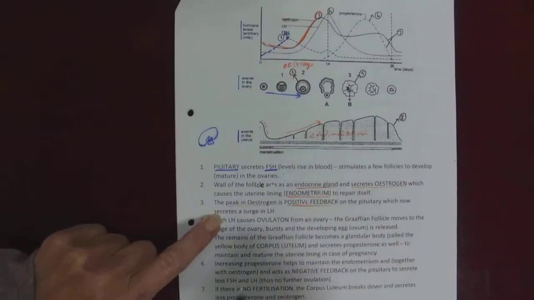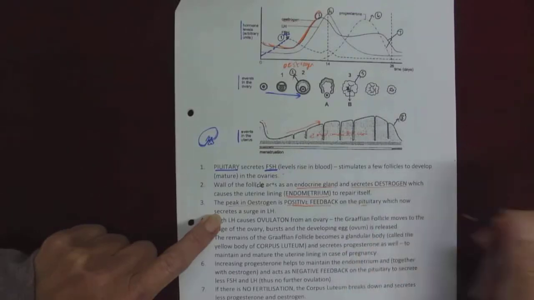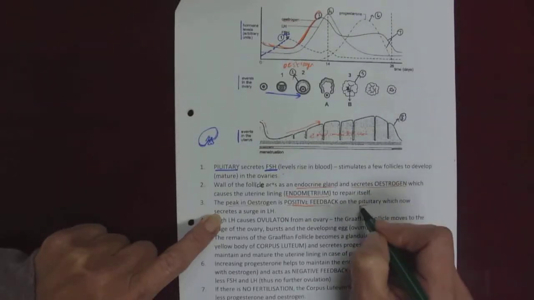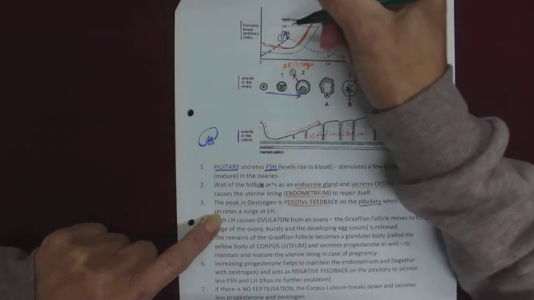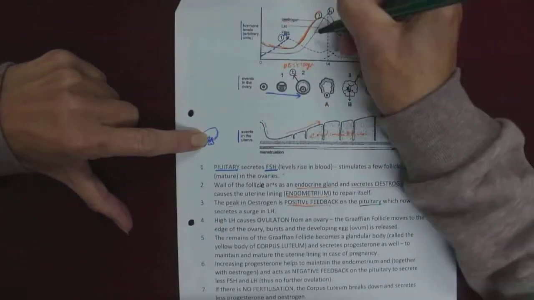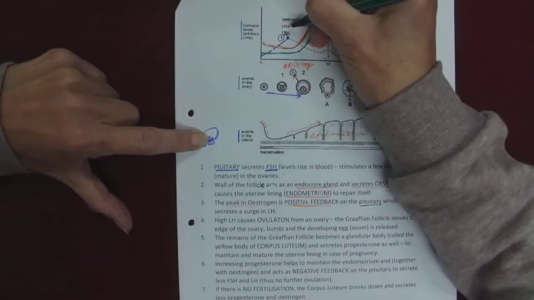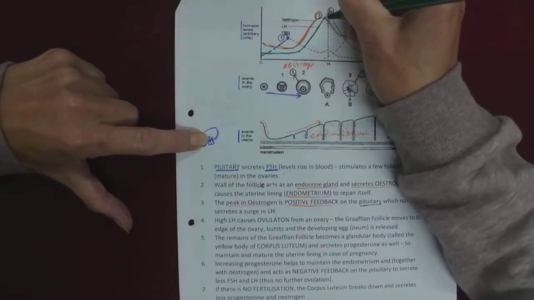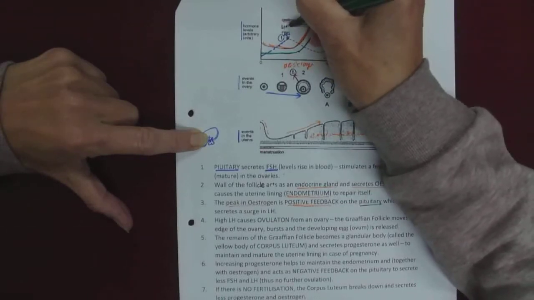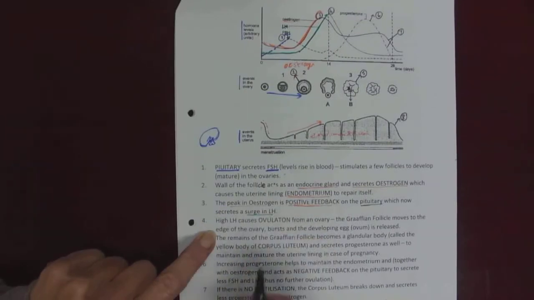All right, now over here, number 3, a peak in estrogen is positive feedback. Now, you don't really need to know about positive feedback. It's positive feedback on the pituitary gland, all right? And now the pituitary gland is also going to secrete LH. There were low levels of LH, or luteinizing hormone, so now there's a surge in LH, or luteinizing hormone, okay? There's a surge in LH.